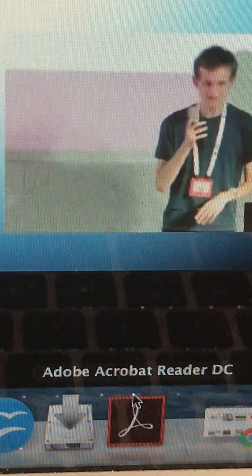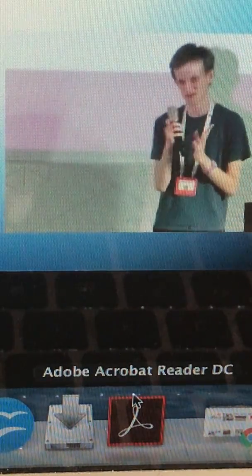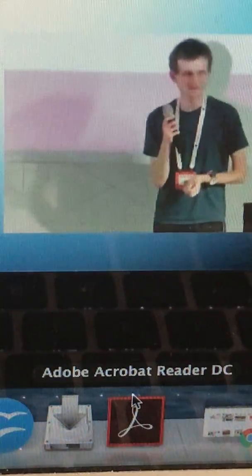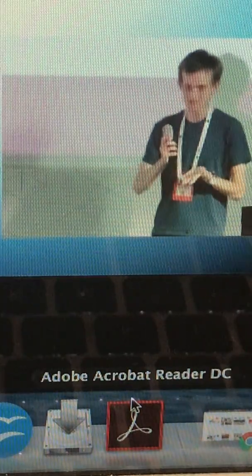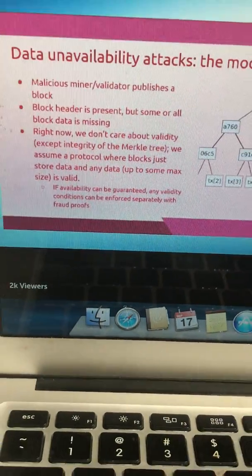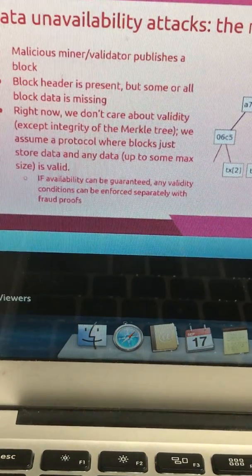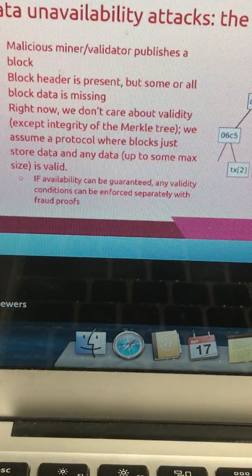So data unavailability, right? This is probably the hardest problem in blockchain scaling. And the problem basically is, suppose that a malicious miner or validator publishes a block, and instead of publishing the entire block with some mistakes in it, the attacker will publish a block where parts of the block are just not published. So the attacker will publish most of the Merkle tree, but not all of the Merkle tree. And the parts that aren't published, well, they could be valid, they could be invalid, but both cases are attacks.